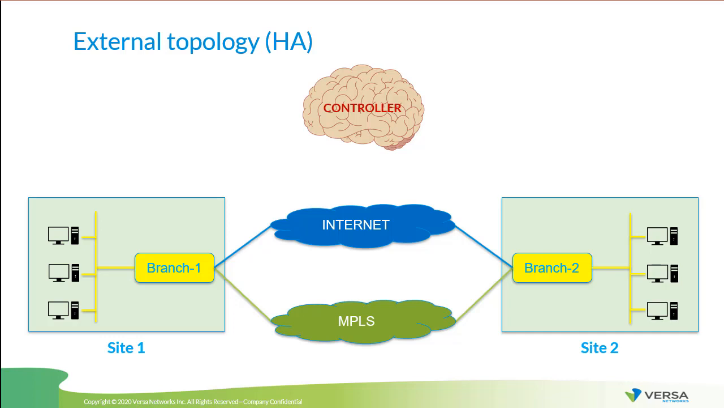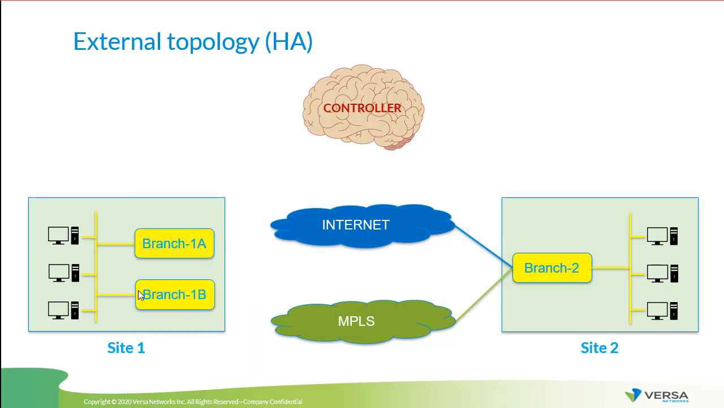Now let's go and review the situation with high availability configuration. For this, we're going to need to have two devices on the site 1. So we will have branch 1A and we'll have also branch 1B. They both will be connected on the LAN to the customer PCs, and most probably they're going to run VRRP or some routing protocol if there's going to be an additional router on the LAN side. And also, the branches 1A and 1B will have connection to the internet and to the MPLS.